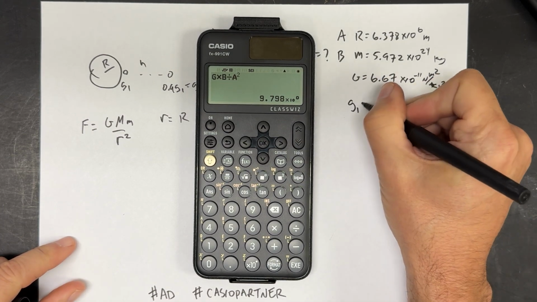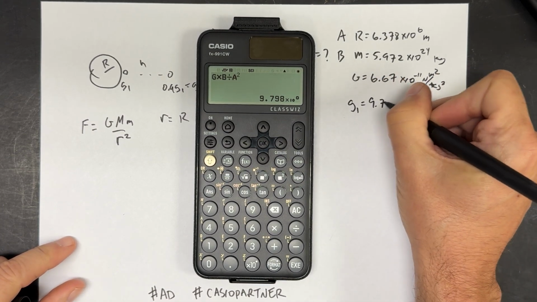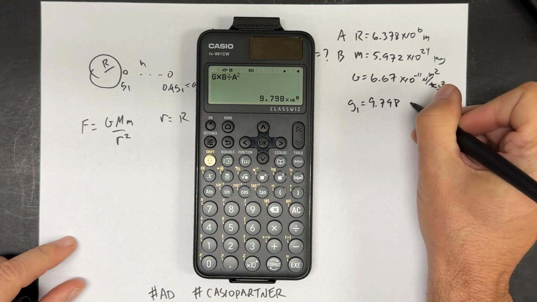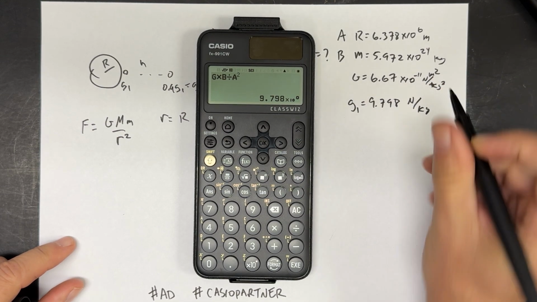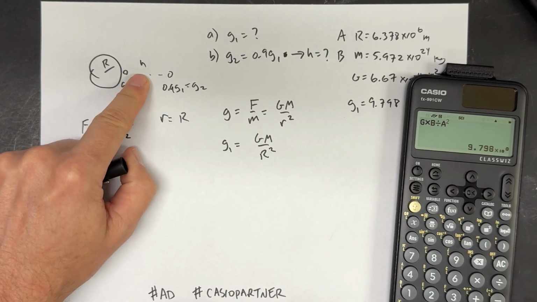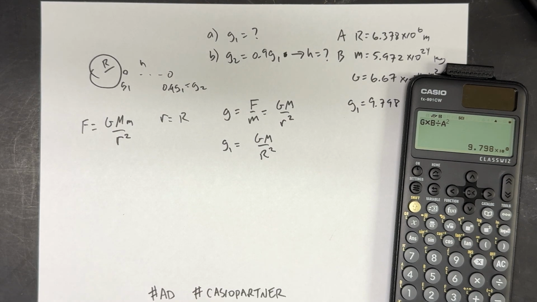9.798. So G1 is 9.798 newtons per kilogram. Now we want to find the value of H. So how do we find the value of H?